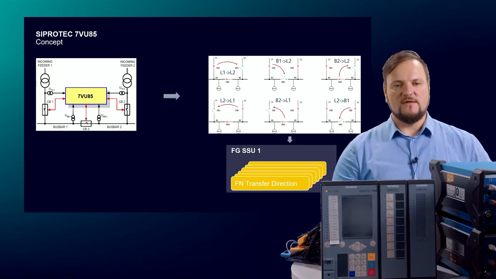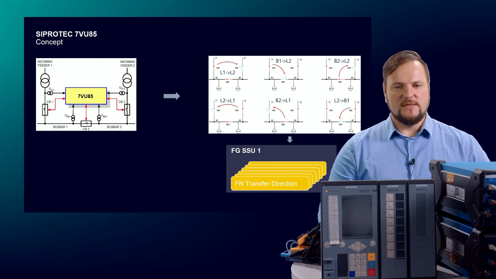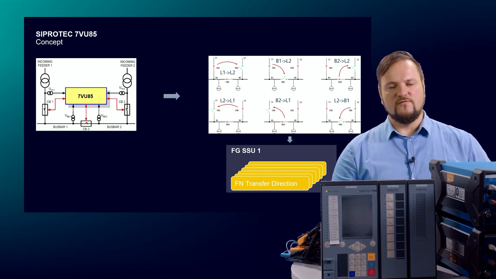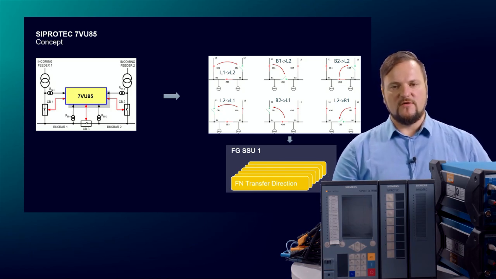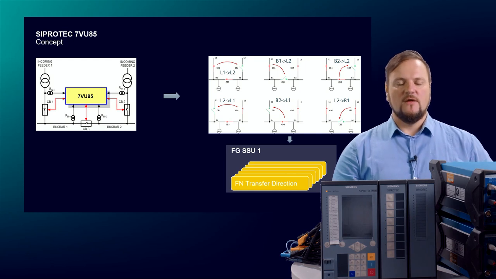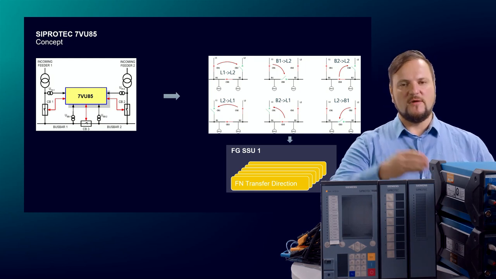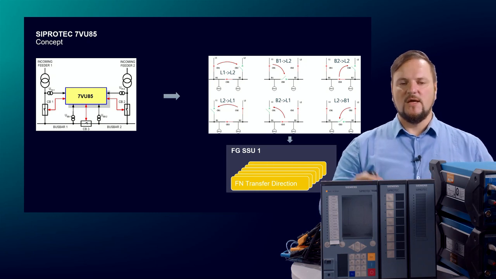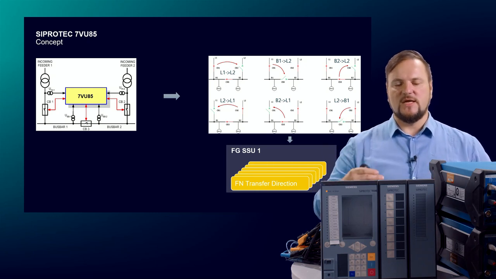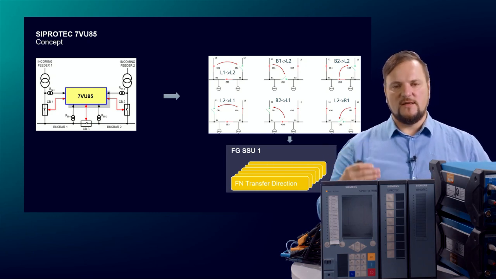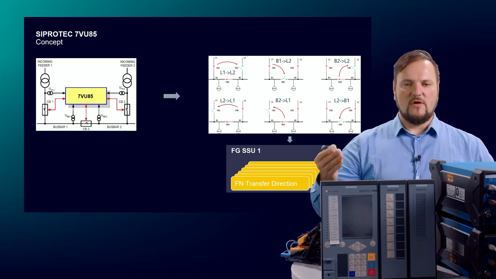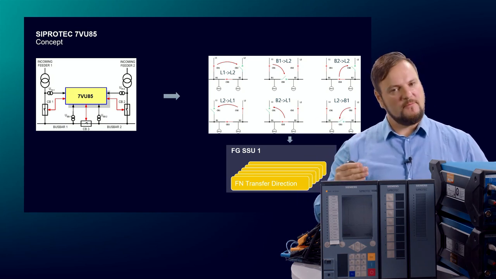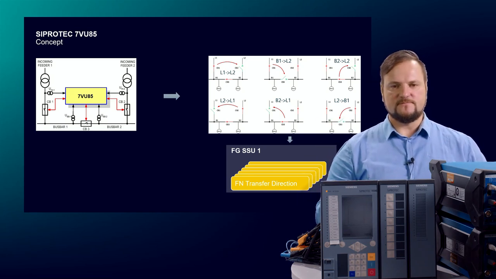And you can set these transfer directions here in DIGSI by adding new functions called transfer direction, and then you can say, okay, you want to transfer from incomer 1 to incomer 2, from incomer 1 to busbar 2, and so on and so on. And each transfer direction can be added separately and can be defined separately as an automatic transfer direction or a manual transfer direction.